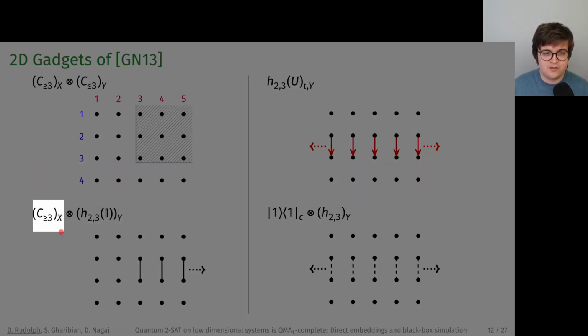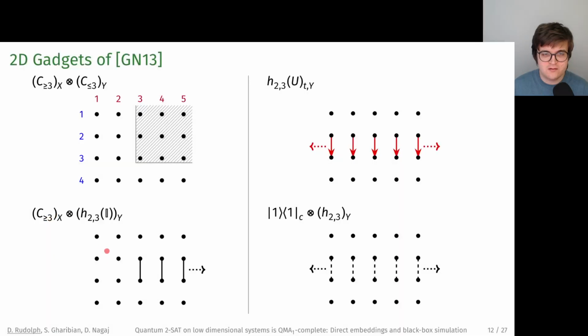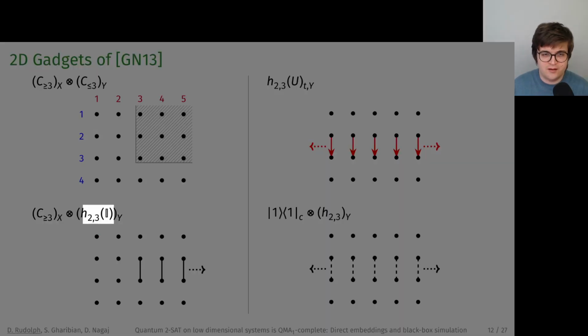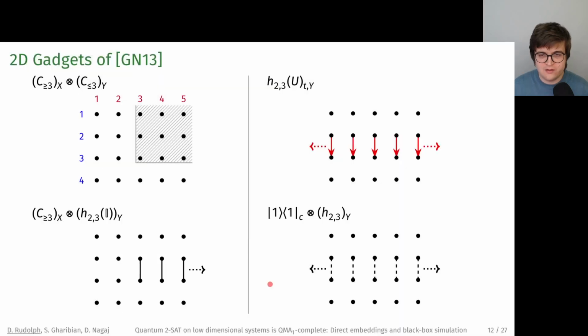If we want to restrict the locality of these transitions, then we can apply in tensor product this C greater or equal 3 projector, but then we only have enough locality to implement an identity transition, and these would only continue to the right. Additionally, we can build a conditional transition indicated by a dashed edge, which also goes in both directions. This dashed edge would only apply if there's a 1 in the control qubit.